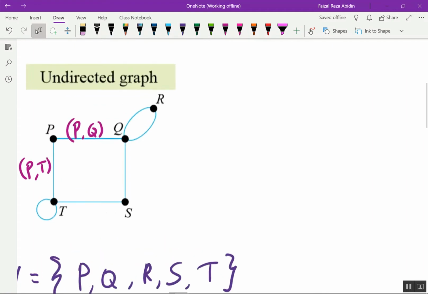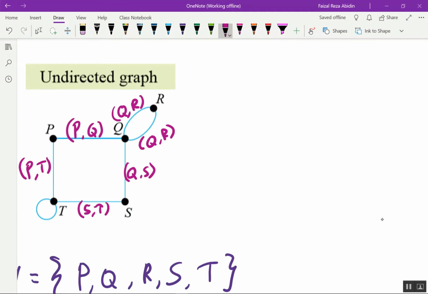So we have over here, the one here is QR. This one also QR. Next, Q also we have with QS over here. Okay, QS. Next we have ST. We have our loops over here, we call it TT.